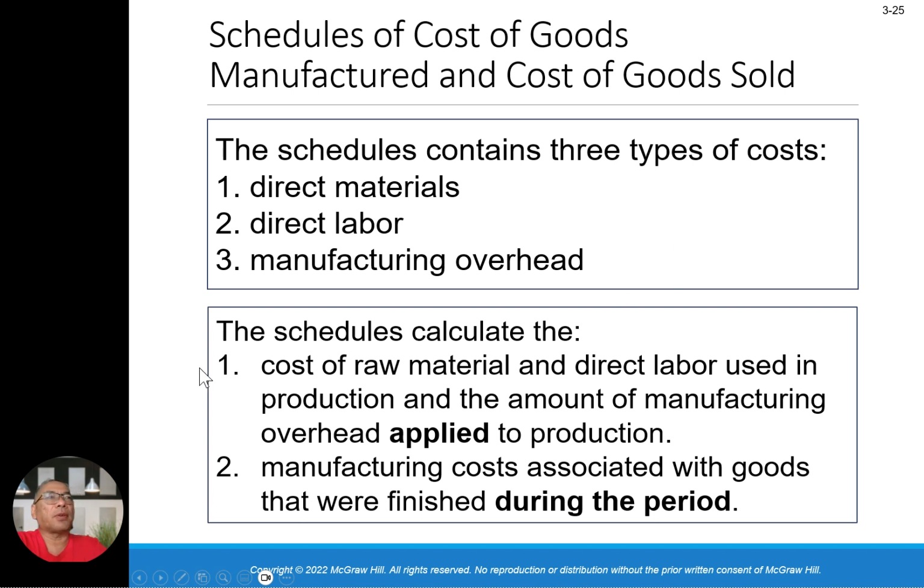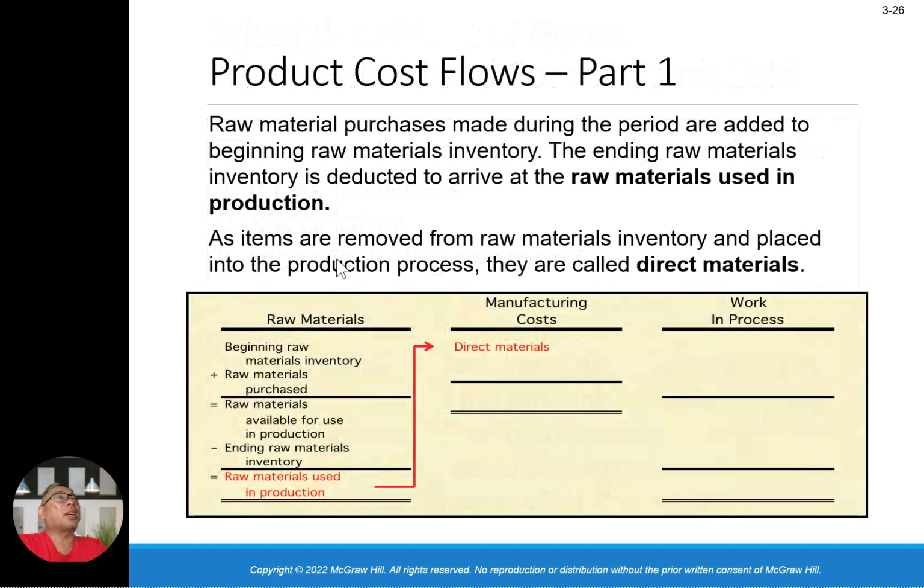The schedule calculates the following: the cost of raw materials and direct labor used in production and the amount of manufacturing overhead applied to production. And then number 2, manufacturing costs associated with goods that were finished during the period. Okay? Alright, let's go into the next one. Product cash flow. Raw materials purchased during the period are added to beginning raw materials inventory.